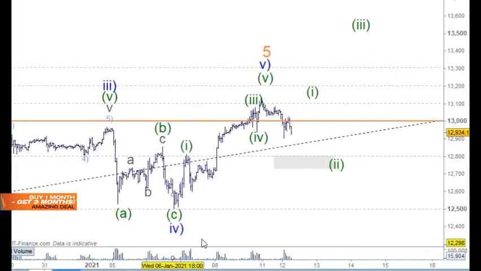So first of all, it is possible to count this up here as 1 and 2 here, and then all the way up for 3 here and 4 here, and then making a new high here as wave 5 to make that wave 5 of 5 of 5 here. It's also possible that we could look at this 5-wave structure up here as just wave 1 and coming back for wave 2 into the 50-60% retracement level here. So essentially a move down into this space and then a move up from there.